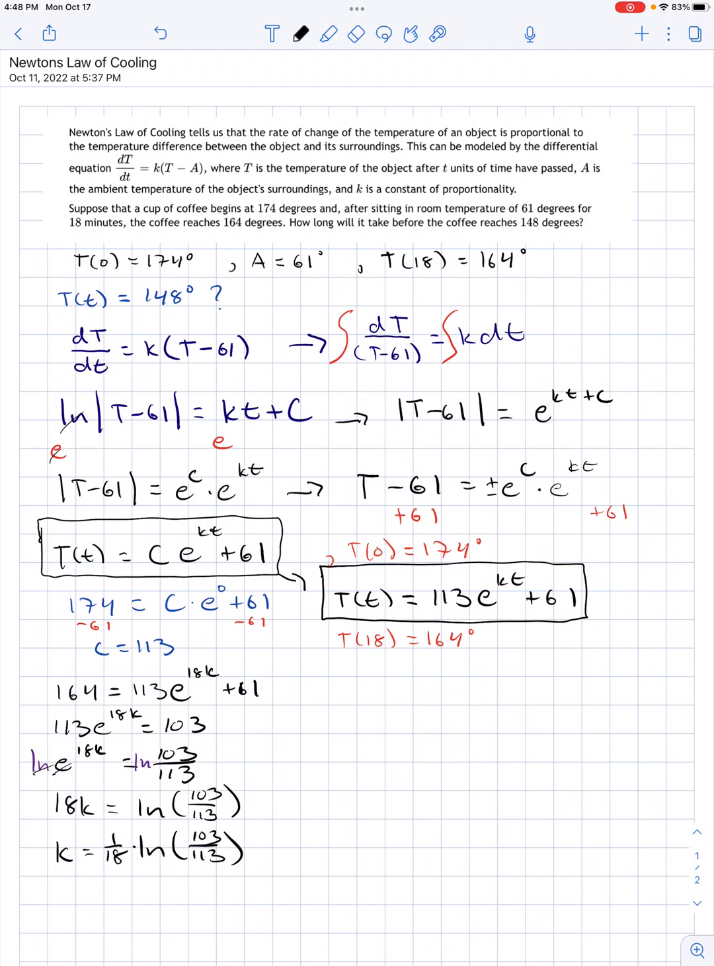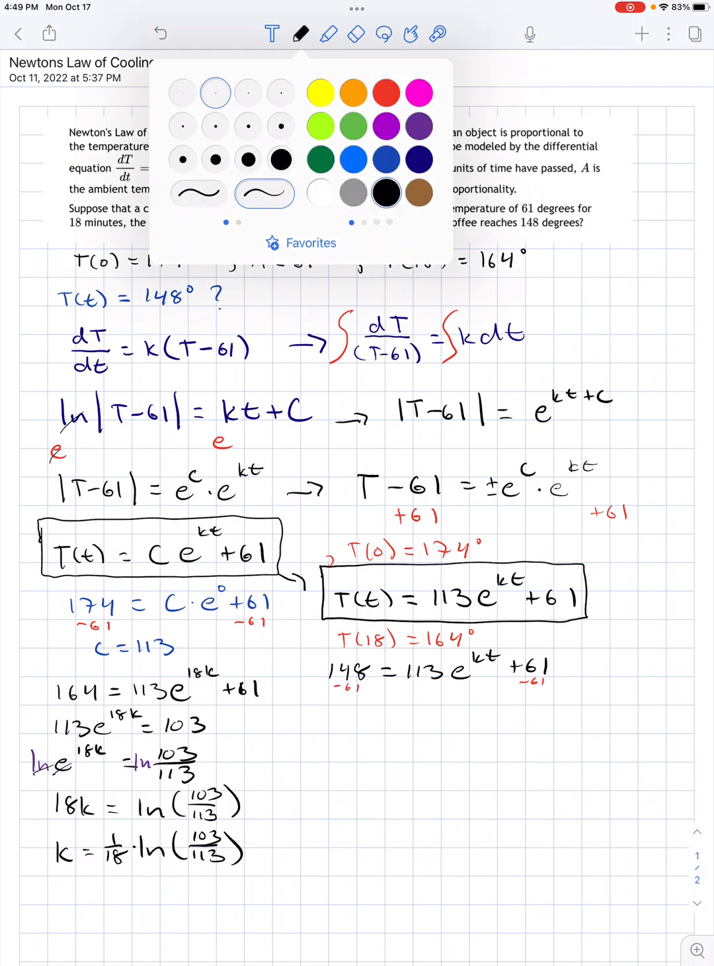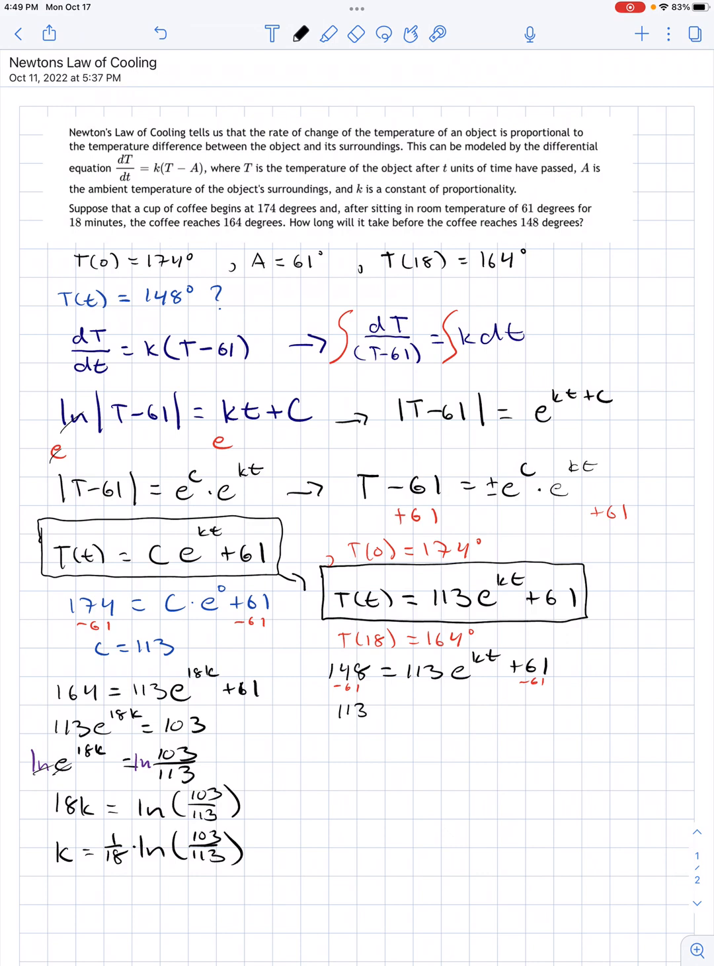So doing that, we got 148 being equal to 113 e to the kt plus 61. When we subtract 61 from both sides, we get, and I'm going to write the 113 e to the kt on the left side just because I like it that way better, being equal to 87. If I divide both sides by 113, I get e to the kt being equal to 87 over 113.